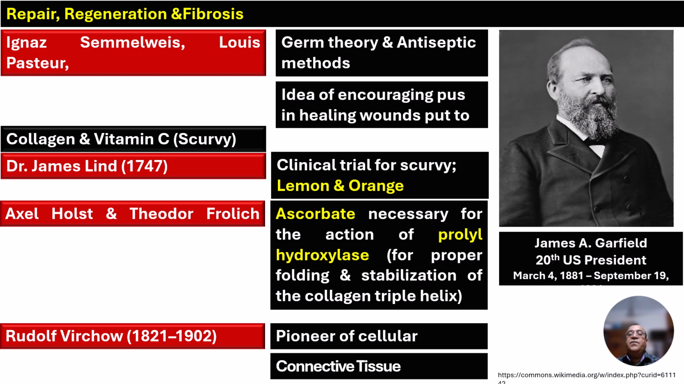Leeuwenhoek made various microscopic observations, and during the 18th and 19th century, advances in histology began to shed light on the cellular composition of tissue. And Sir Rudolf Virchow, the pioneer of cellular pathology, emphasized that all disease processes, including healing, fibrosis, and others, originate at the level of the cell. He also introduced the concept of chronic inflammation. He also recognized the proliferation of connective tissue in pathological repair processes.